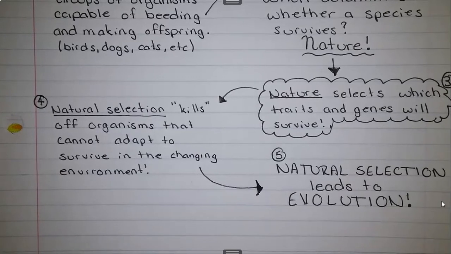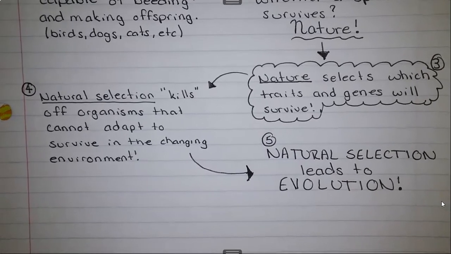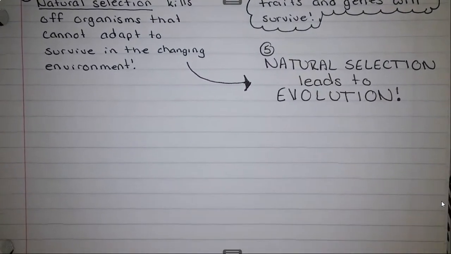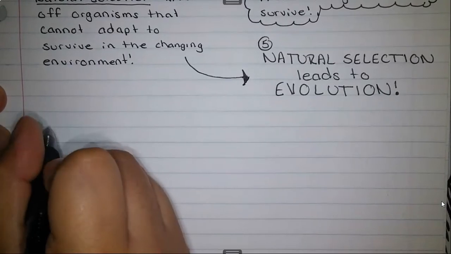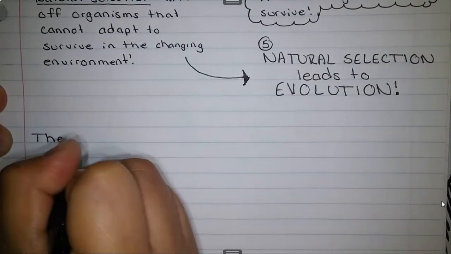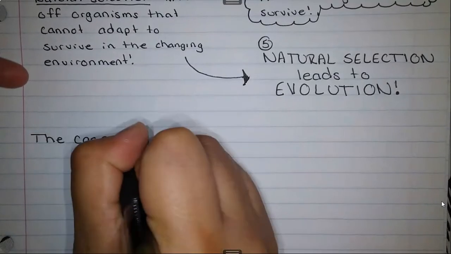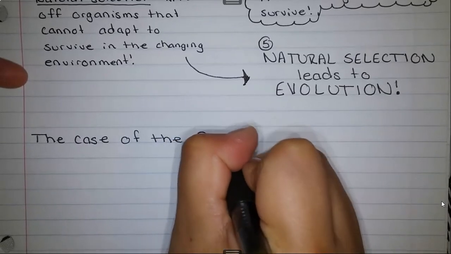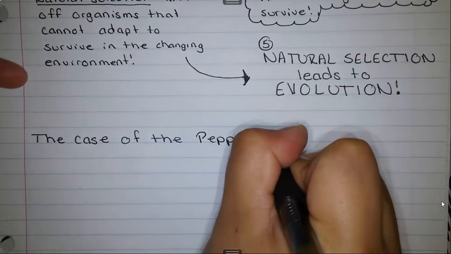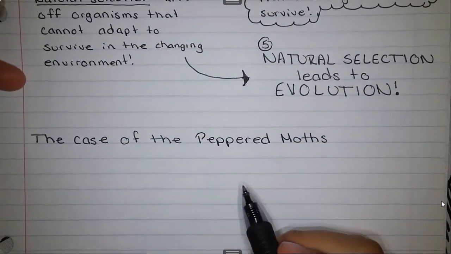Well, natural selection has happened quite a bit of times in this world. I mean, a lot. But there is one famous case study, and that's what we're going to be looking at right now. I'm going to start off right here. It's going to be the case study of the peppered moth. Okay, we're going to talk about the case of the peppered moths.